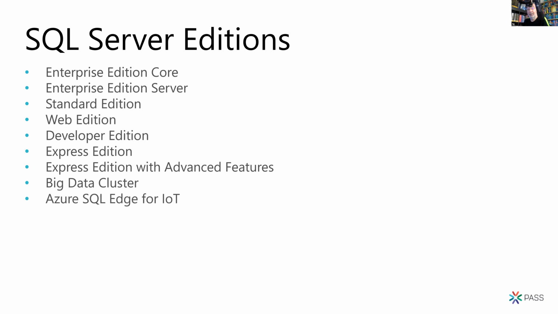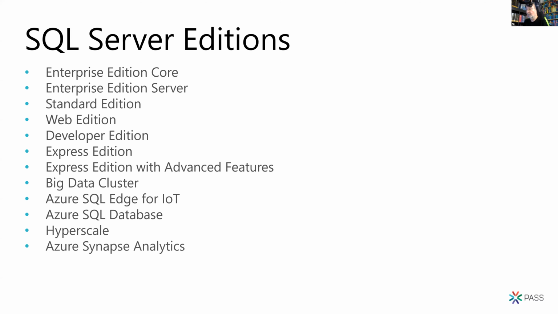Big data cluster, introduced in 2019, deprecated in 2022. So a short-lived edition, but it's there. Azure SQL Edge for Internet of Things, Azure SQL Database, Hyperscale, Azure Synapse Analytics, which was known as the Parallel Data Warehouse, and the Data Center Edition, something they invented in 2008 and deprecated in 2012 because everybody revolted. The idea was if you have more than 8 sockets, you have to pay twice as much for every socket. And nobody was willing to do that, so they disappeared.